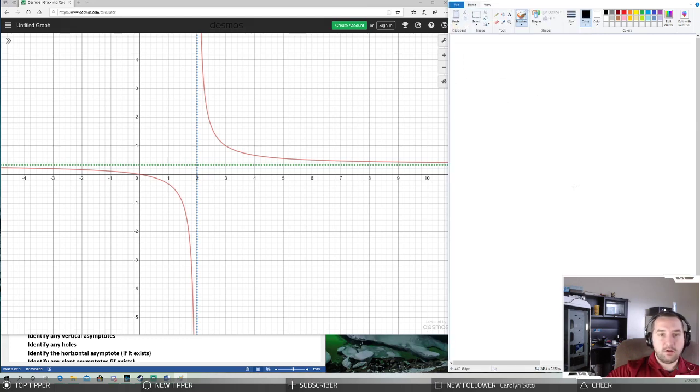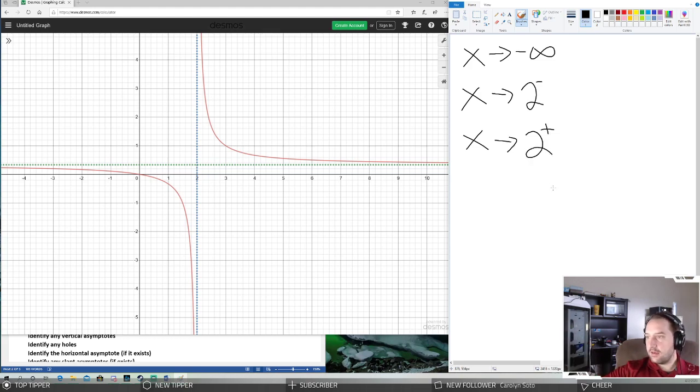So let's write out what all the important x's are doing. So my x is going to negative infinity. And then I have x approaching 2 from the negative side. And then I have x approaching 2 from the positive side. And then I have x going to infinity. So those are the four important extremes on my graph.